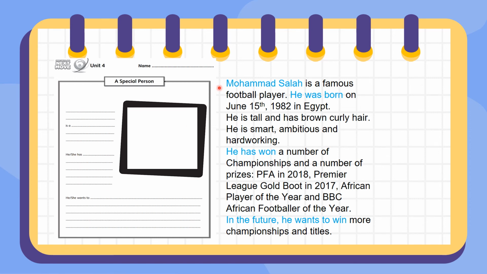This is a sample that I wrote for you about Muhammad Salah. Muhammad Salah is a famous football player. He was born on June 15th, 1982 in Egypt. He is tall and has brown curly hair. He is smart, ambitious, and hardworking. He has won a number of championships and a number of prizes. Now notice here the columns. I put 2 columns because I'm going to list the names of championships or prizes that Muhammad Salah has won.